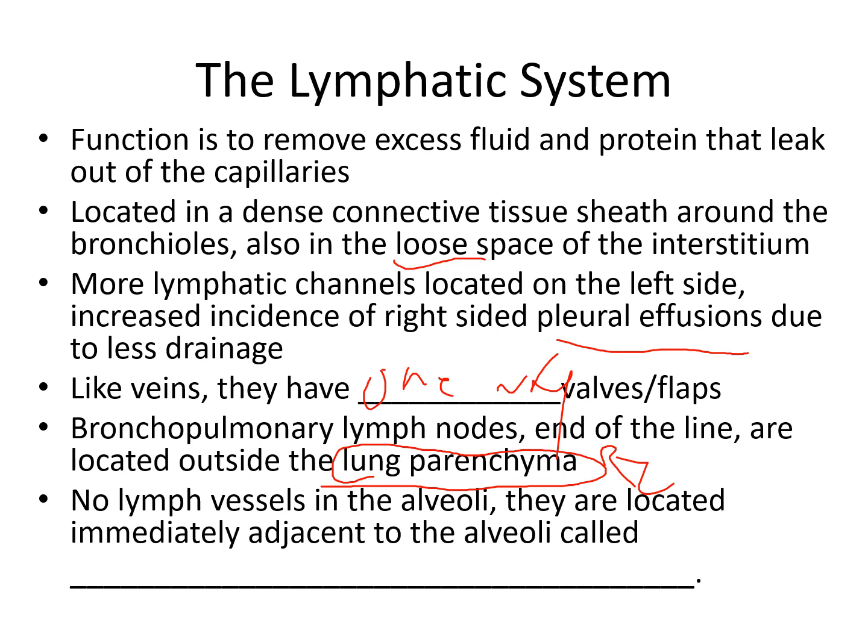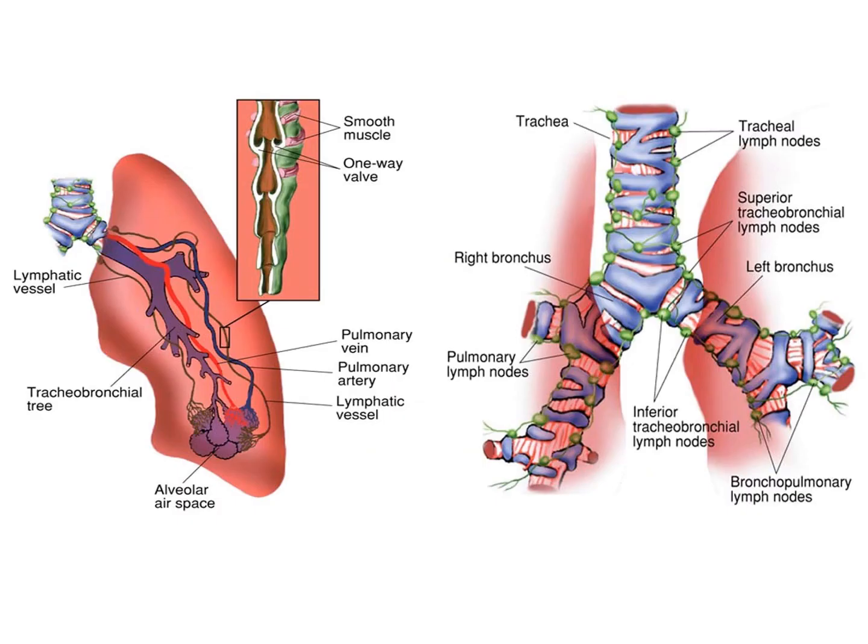juxta-alveolar lymphatics. Juxta, J-U-X-T-A, alveolar, A-L-V-E-O-L-A-R, and then lymphatics, L-Y-M-P-H-A-T-I-C-S, juxta-alveolar lymphatics. So not in the alveoli itself, but directly adjacent. And this is what you're looking at here.